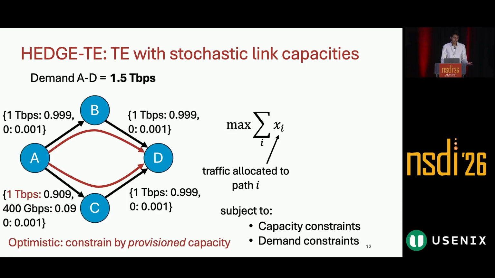So another sort of naive approach I could take is to be really optimistic. I could constrain now by the provisioned capacity. So I would treat the capacity constraint at 1 terabit per second on link AC. And so now I could do 1 and 0.5, satisfying my 1.5 terabits of demand. And if I was running something like ECMP, this sort of naive approach would also output something like 0.75 and 0.75, which drops 350 gigs 9% of the time, right?